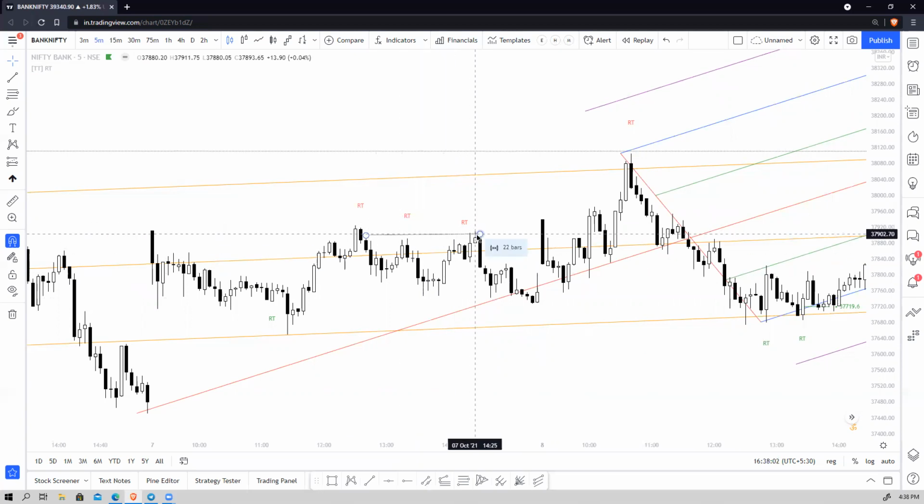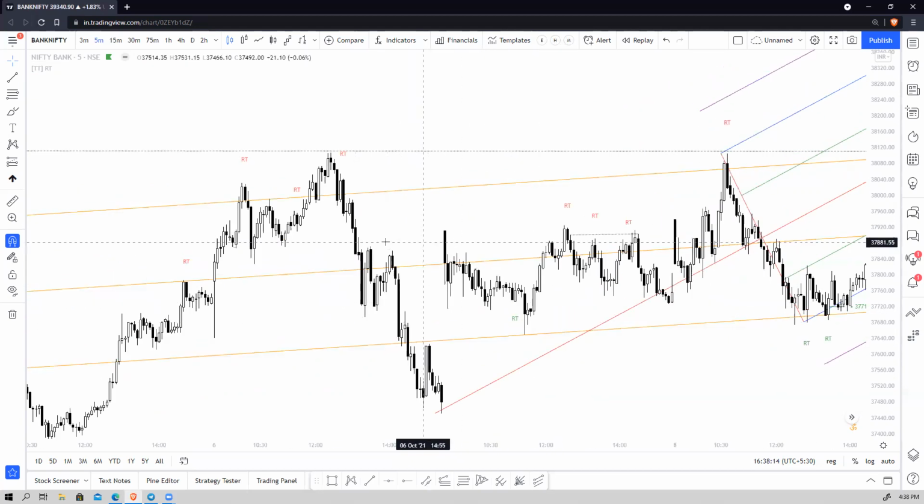And again, you can enter here. There is a 100% chance that it might fall down. Again, enter here. You might lose 20 points. You're already in profits here, 50 to 60 points. So will you be scared of losing 20 points? I don't think so. Enter here. There you go. Because this area is acting as resistance.